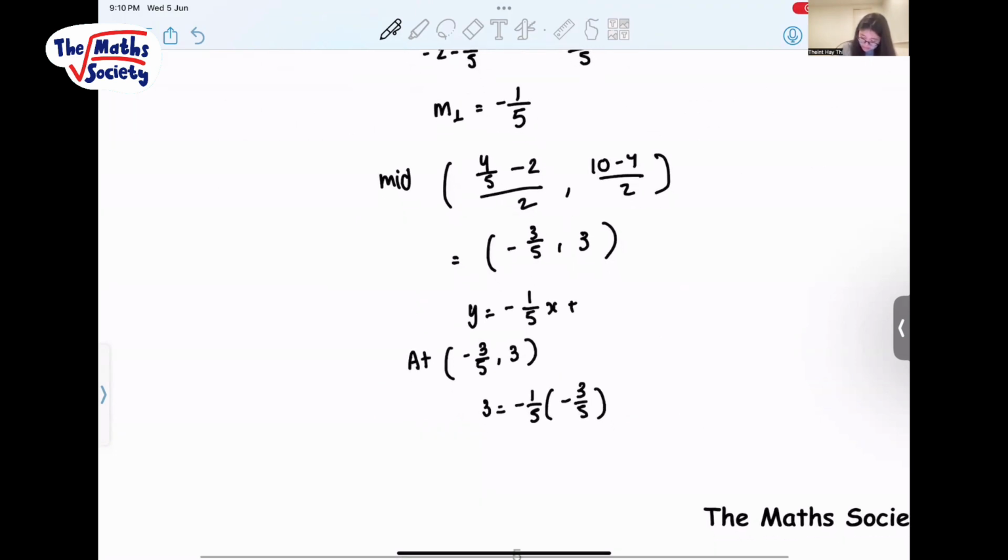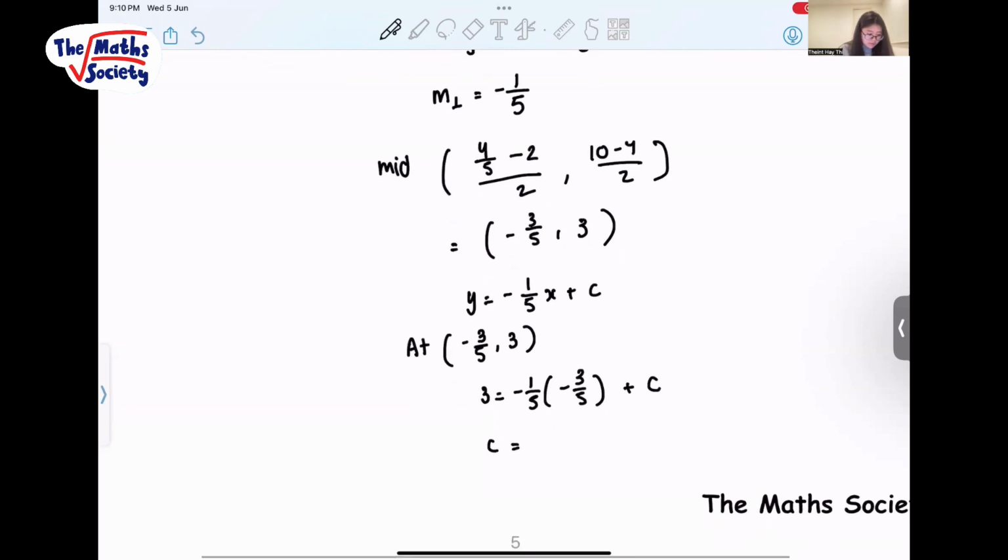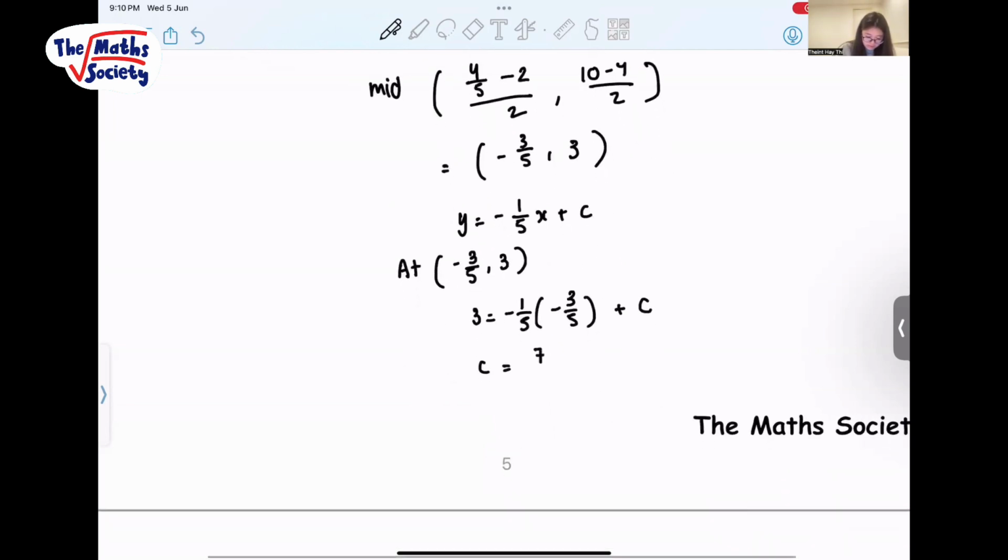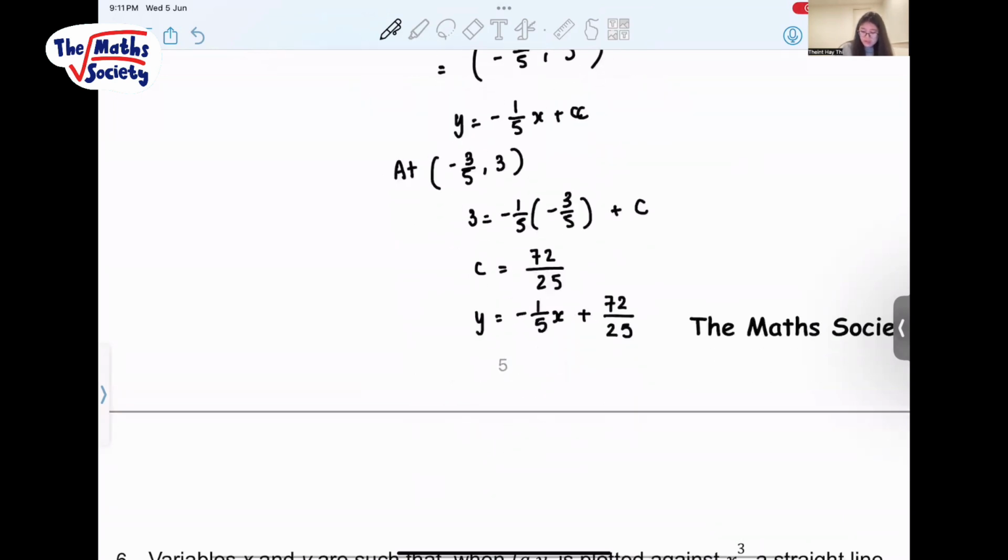Here's c. Well, c is going to be, you have minus 1 by 5 multiplied by minus 3 by 5. And that one, so 3 minus the answer, you have c equal to 72 by 25. So you have y equal to minus 1 by 5 x plus 72 by 25. And you just multiply it by 25 because we just want to make it 1. So it's going to be 25y equals minus 5x plus 72.